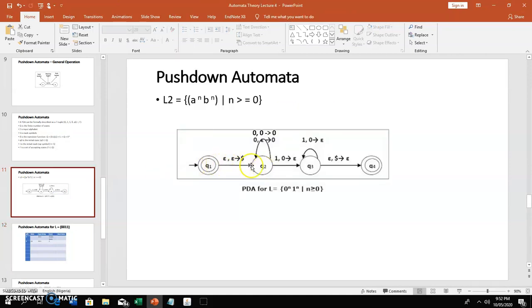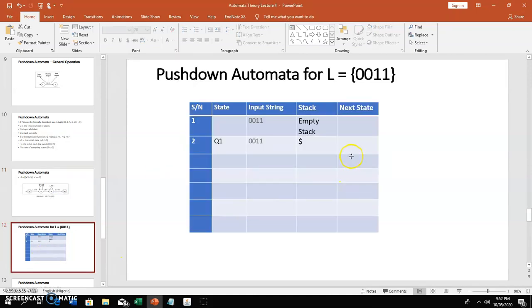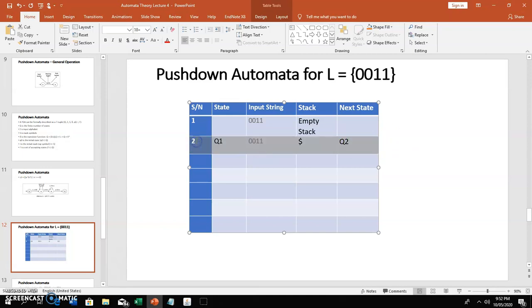We are going to state Q2. So that's what happens over here. So with this, we've initiated our stack. That's what that does. Now, let's continue. So I will be fast. Let me just copy this and paste it.